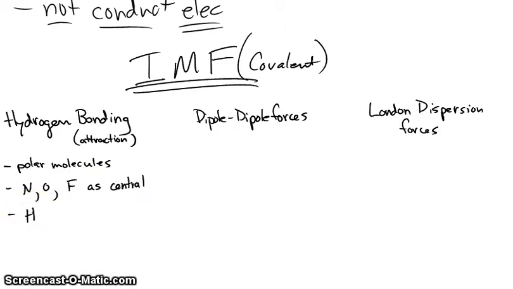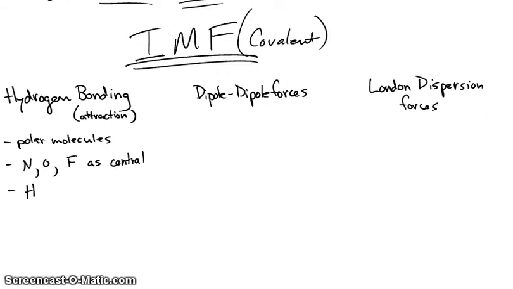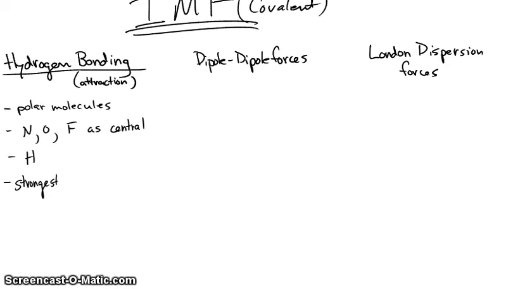And so when we run into a situation where we have N, O, or F as a central atom, and hydrogen, we know that those molecules are attracted via hydrogen bonding. Hydrogen bonding is how they're attracted. It is the strongest of the three types of bonds if we're comparing the same size molecule. And I'll tell you what I mean by that in just a minute, okay? So it is considered the strongest of the three types of intermolecular forces.